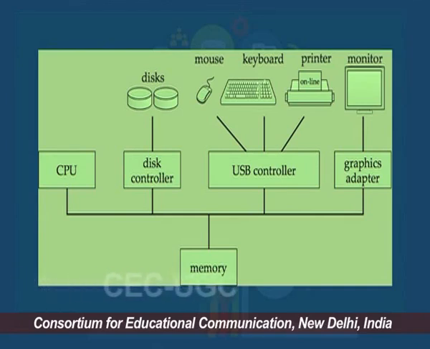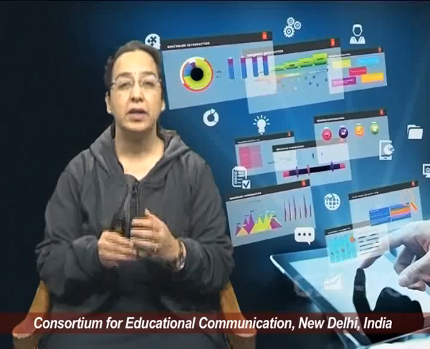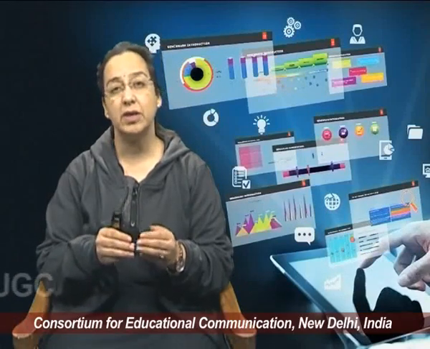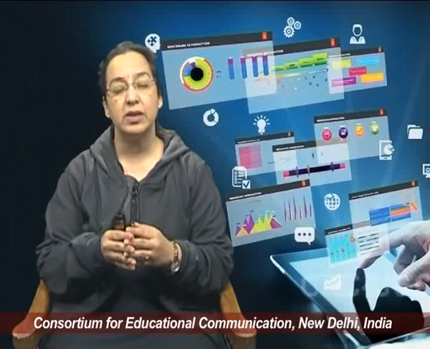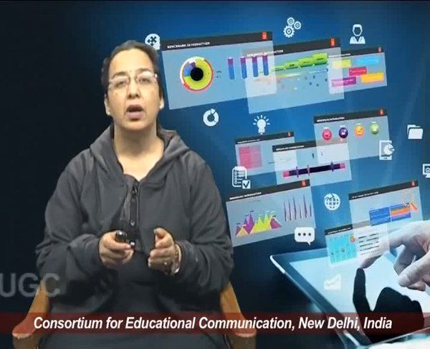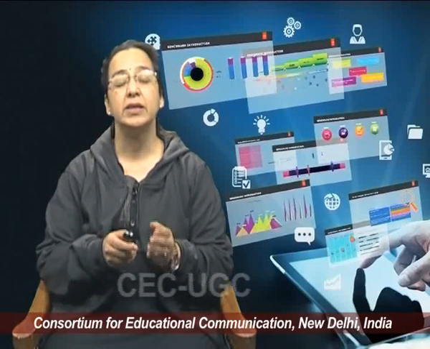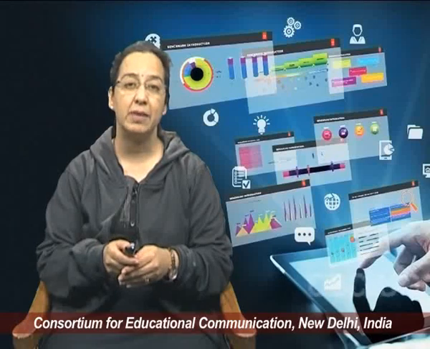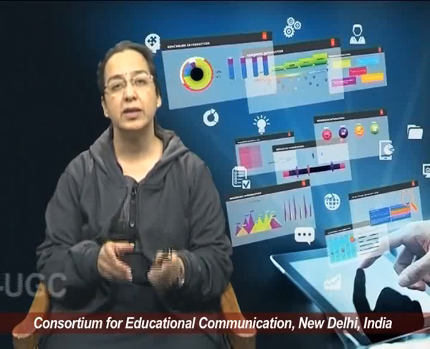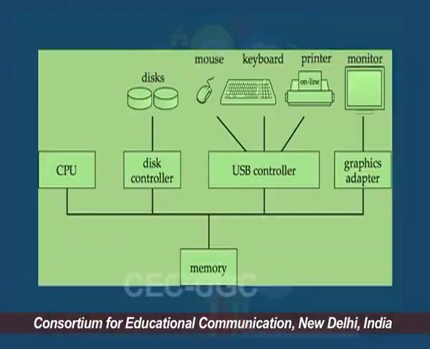I have just told you that the disk controller, USB controller and graphics adapter, which is the controller for the monitor, all these device controllers are attached to the CPU through a common system bus, and they are also able to access the memory through that common bus, as is very well shown in the figure. There is a common bus connecting the CPU to the graphics adapter, the USB controller and the disk controller, and that bus is also connected to the memory.